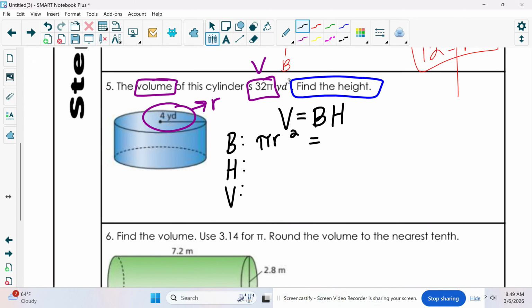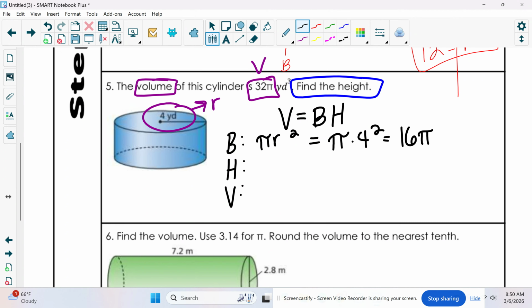But notice something here. In your volume, what do they have? A pi symbol. 32 pi. So they're leaving it in terms of pi, which is actually going to work to your advantage because you can almost pretend like the pi doesn't exist. Okay? So we're going to leave the pi times r squared, which is 4 squared. 4 squared is 16. So we're leaving it 16 pi. We don't have to do anything with pi.